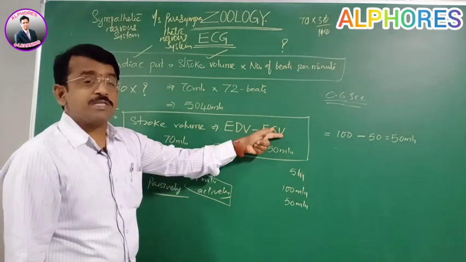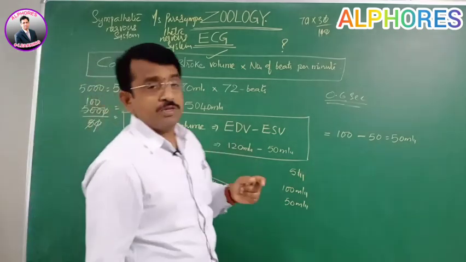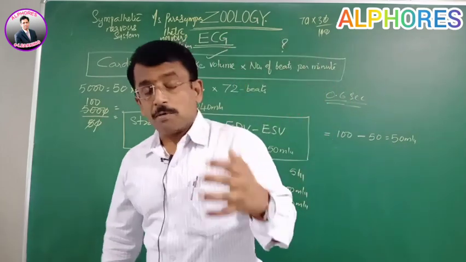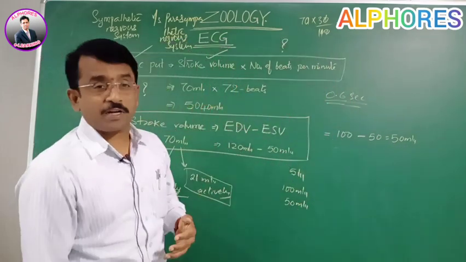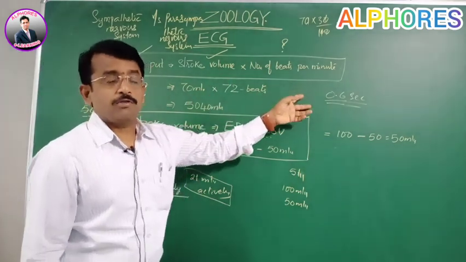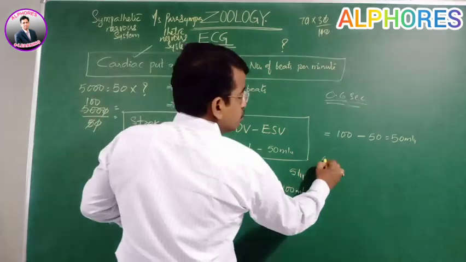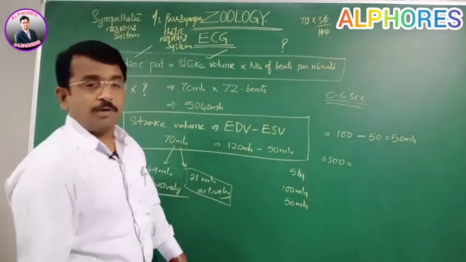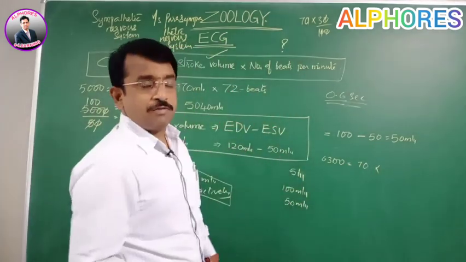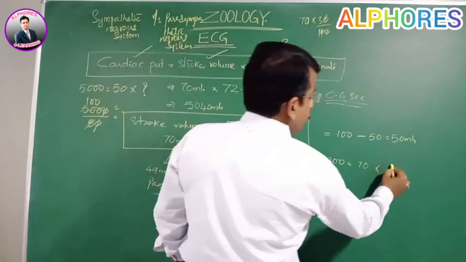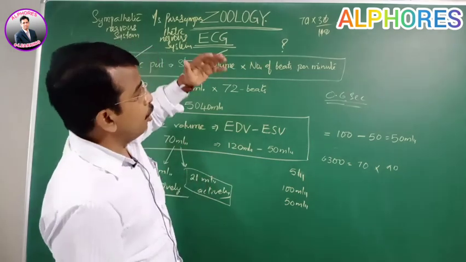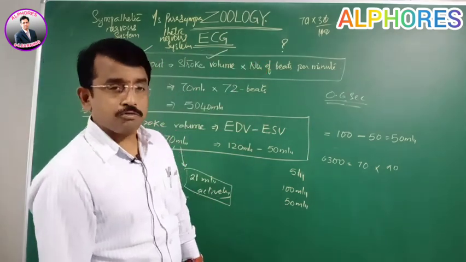Most of the students have no idea that stroke volume is equal to EDV minus ESV, and there was a problem faced by the students in this respect. Okay, so cardiac output is equal to stroke volume into number of the beats. So suppose the cardiac output is 6300 in an individual, then how many beats? If stroke volume is not given, we have to consider it as 70. 70 into 90 will be 6300 cardiac output. This is how we can go for the cardiac output.